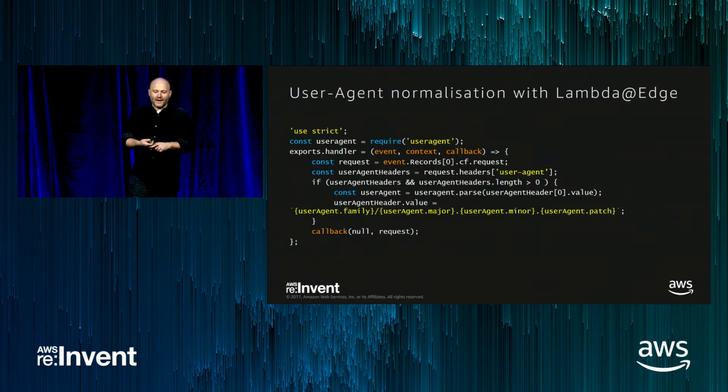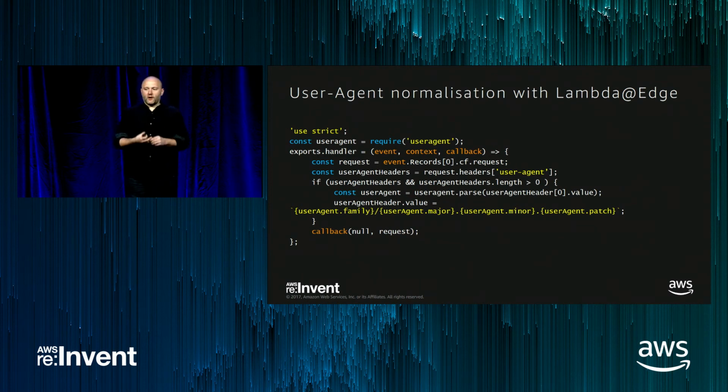So here's the code bit. This is a Lambda@Edge function that's doing just that. We can see that I'm using a Node.js NPM module called user-agent. This is just a standard Node.js module that I'm going to include in my Lambda@Edge function. What it's used for is that it can parse the information in a user agent string and extract different types of information held within.